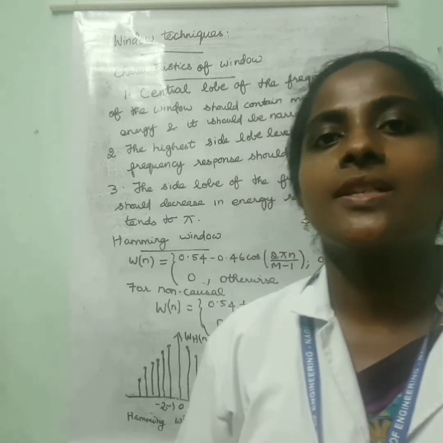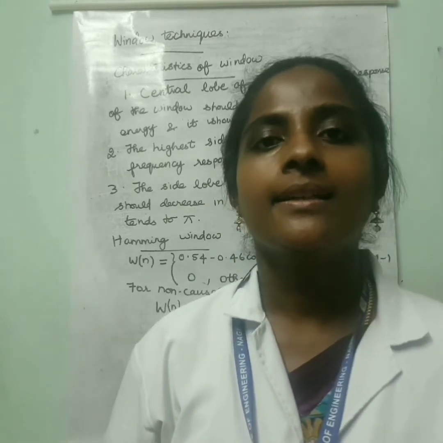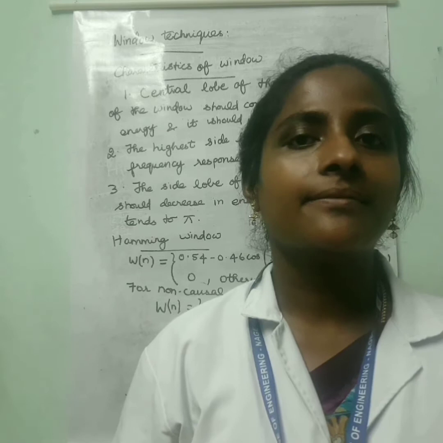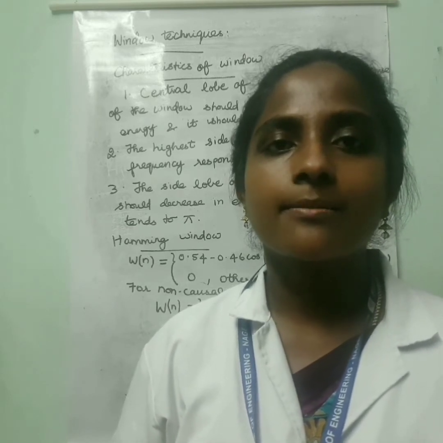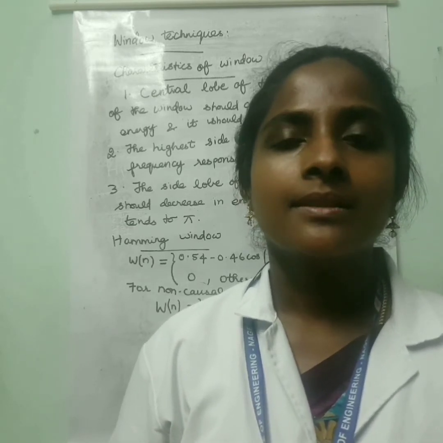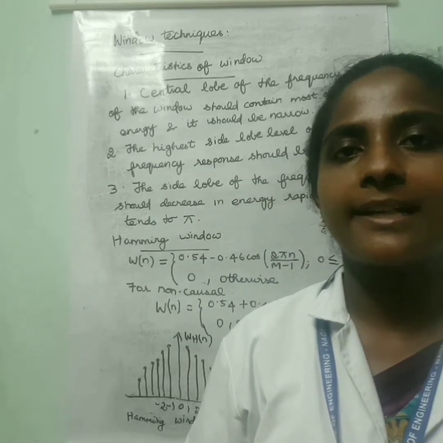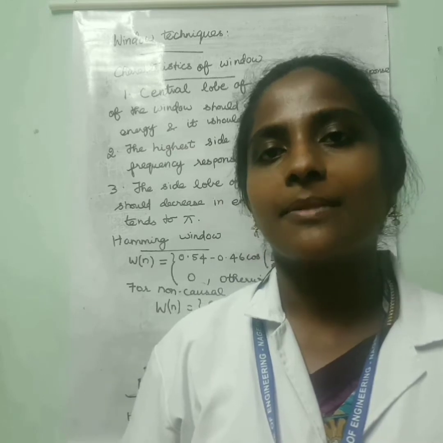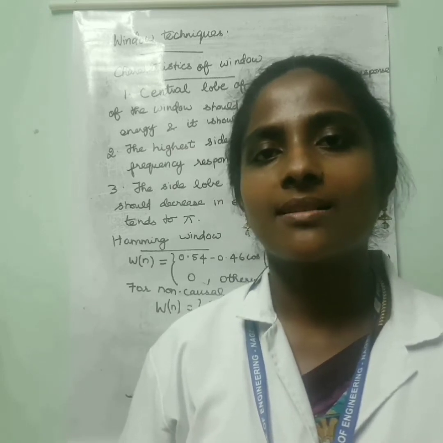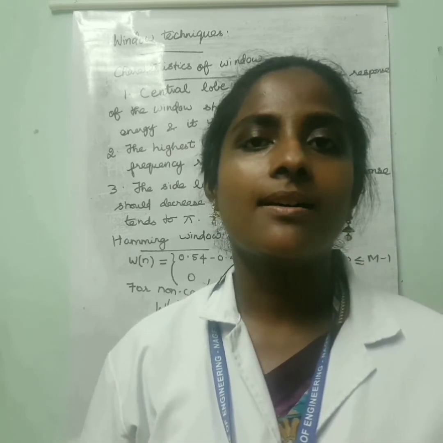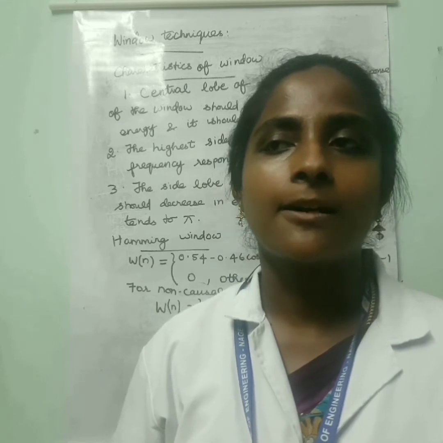Today I am going to teach about window technique. In window technique, the disadvantage of Fourier series method is overcome. That is, the finite duration impulse response is obtained by truncating the infinite duration. This abrupt truncation at n equal to plus or minus (M minus 1) divided by 2 causes some undesirable oscillations in the stop band and pass band, that is Gibbs oscillation.